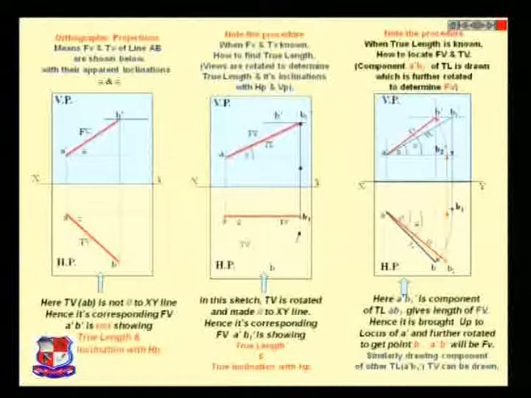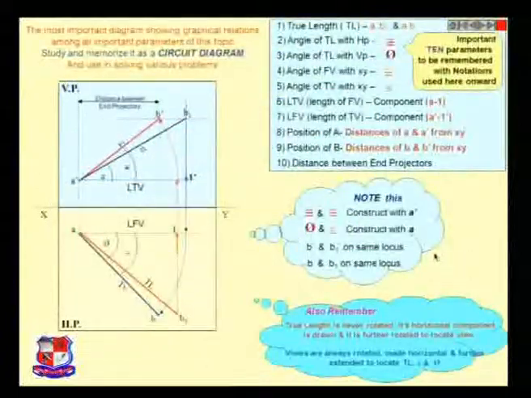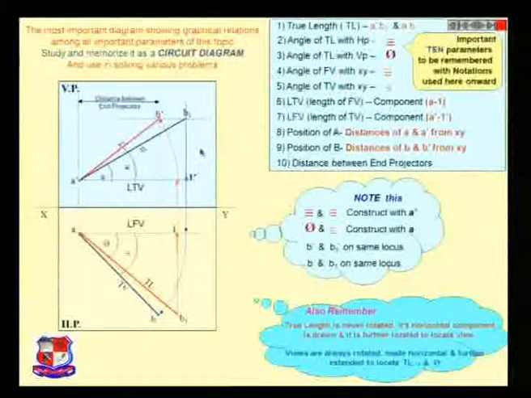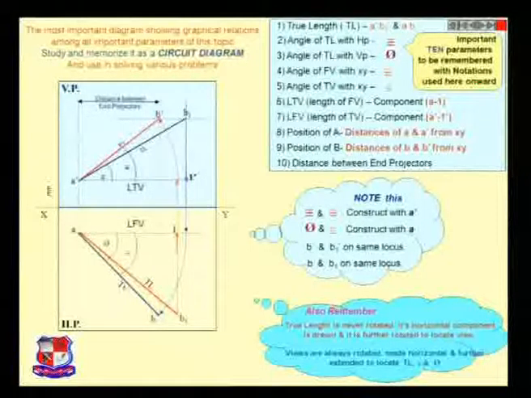Here A dash B1 dash is the component of the true length AB1, and we can similarly draw the true length if A dash B1 dash has been given. Very simple, isn't it? Now this is the most important diagram showing the graphical relation among all important parameters of this topic. You see clearly and memorize each of the parts and have a clear idea how you can have the projections of any sort of line.